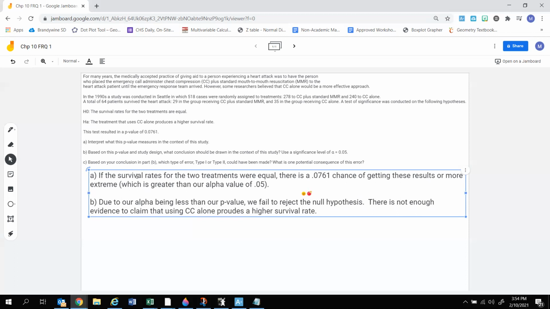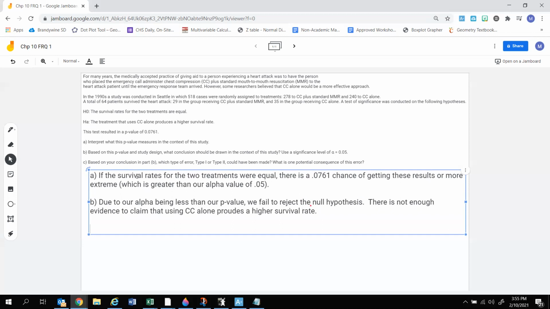So we kind of merge the first sentence with the third sentence in our conclusion statement. We don't have a test statistic to use, so we're just going to reference the fact that our p-value is greater than the alpha value. Therefore, we're going to fail to reject the null hypothesis. And then also we put it in context. We say there's not enough evidence to claim that using CC alone provides a higher survival rate.